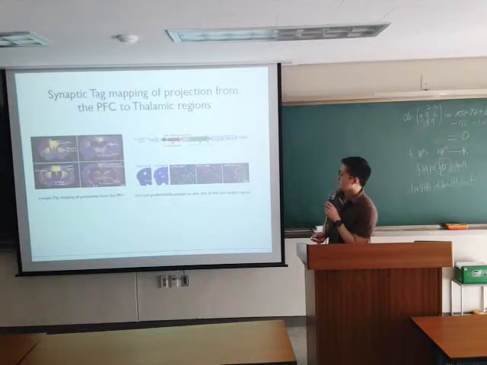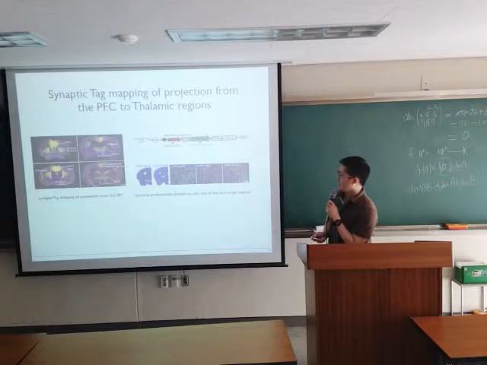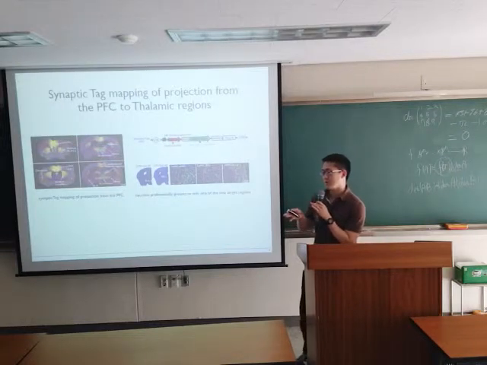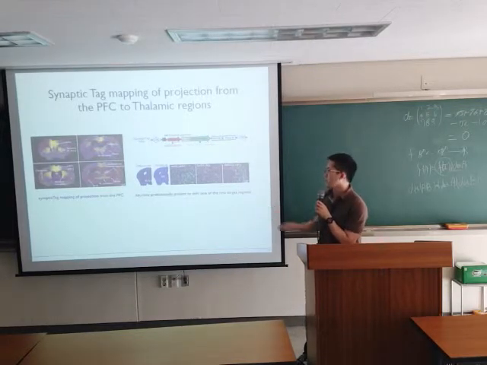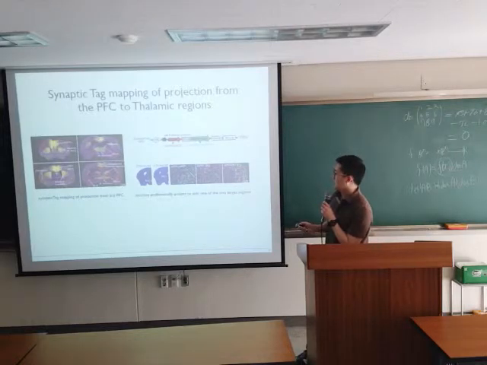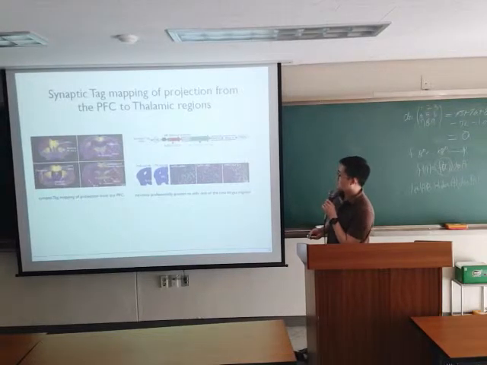In the nucleus reuniens and mediodorsal thalamus, they injected CTB, which is a retrograde tracer, and they are labeled with other fluorescent tags. So they wanted to see whether this neuron in the prefrontal cortex projects to different areas, or whether different neurons project to one specific area. And using this experiment, they found that there are not many overlapping signals, which means each area receives projections from one part of the medial prefrontal cortex.